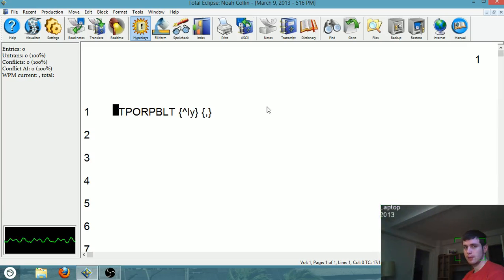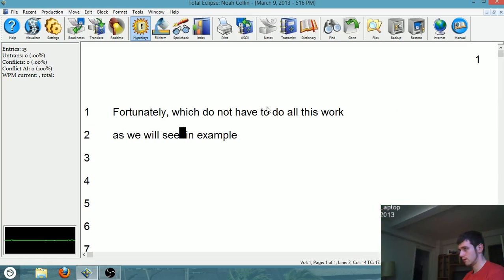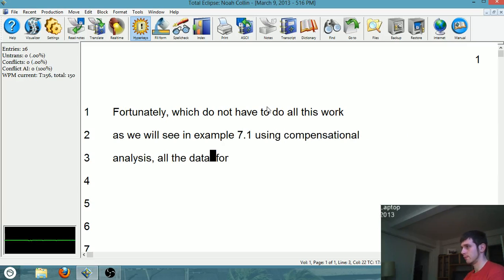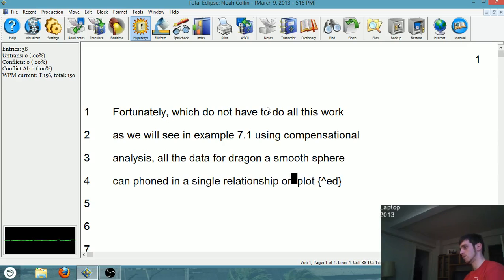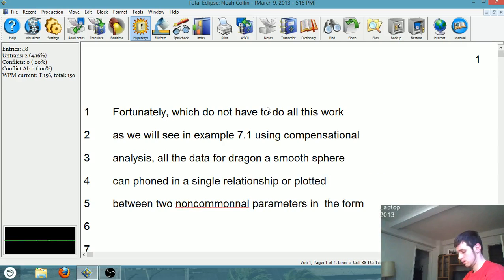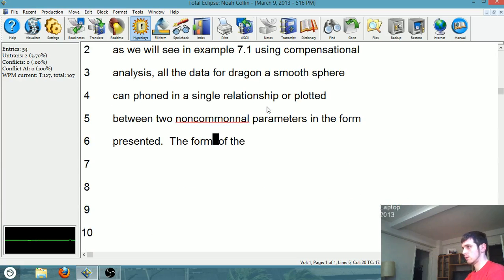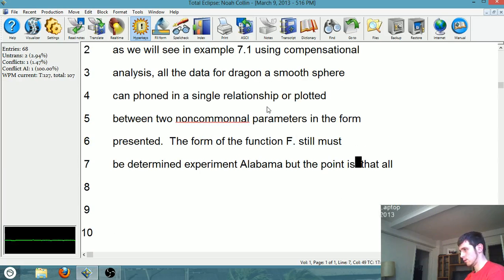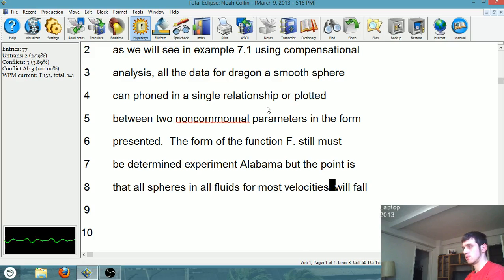Fortunately, we do not have to do all this work, as we will see in Example 7.1, using dimensional analysis. All the data for drag on a smooth sphere can be plotted in a single relationship between two non-dimensional parameters in the form presented. The form of the function f still must be determined experimentally, but the point is that all spheres in all fluids for most velocities will fall on the same curve.